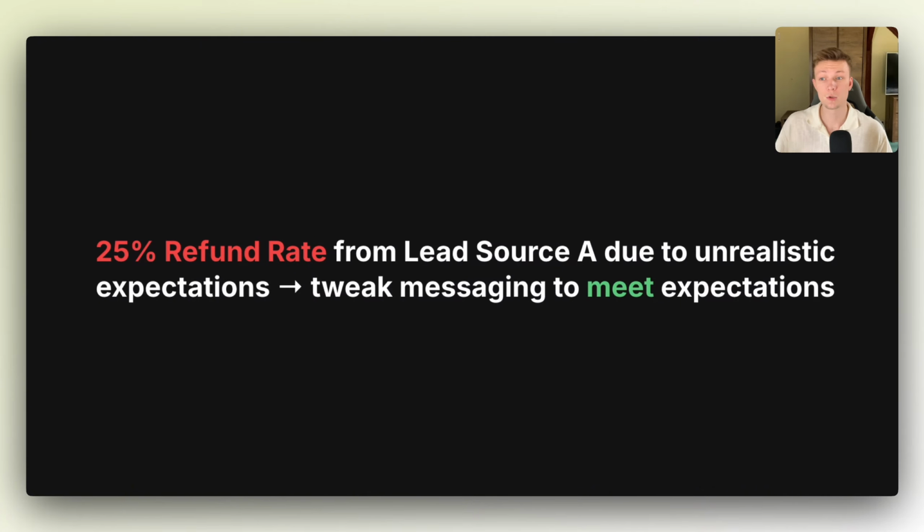Another simple example, you notice that in the past 2-3 weeks, there's been a lot of refunds. When you dig deeper, what you find is that lead source A produces the highest refund rate, maybe due to unrealistic expectations. So what might happen is your VSL overpromises but underdelivers on what you're trying to sell. Therefore, you should tweak the marketing message to meet the expectations.